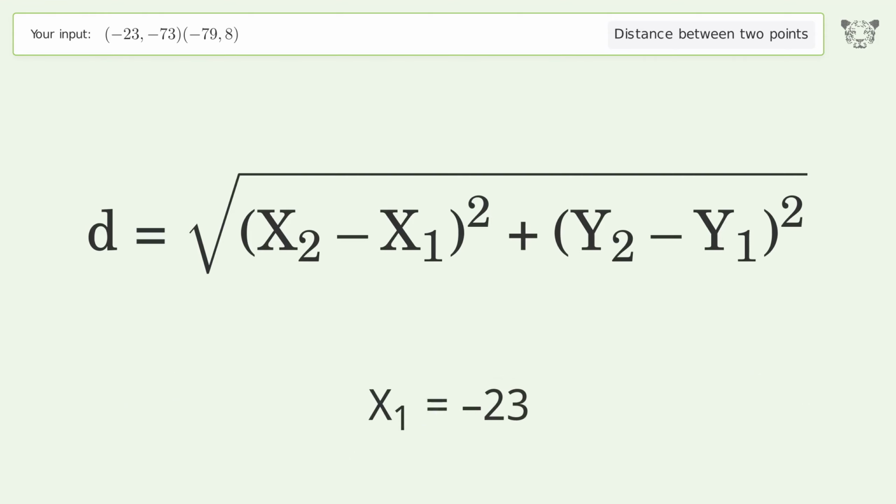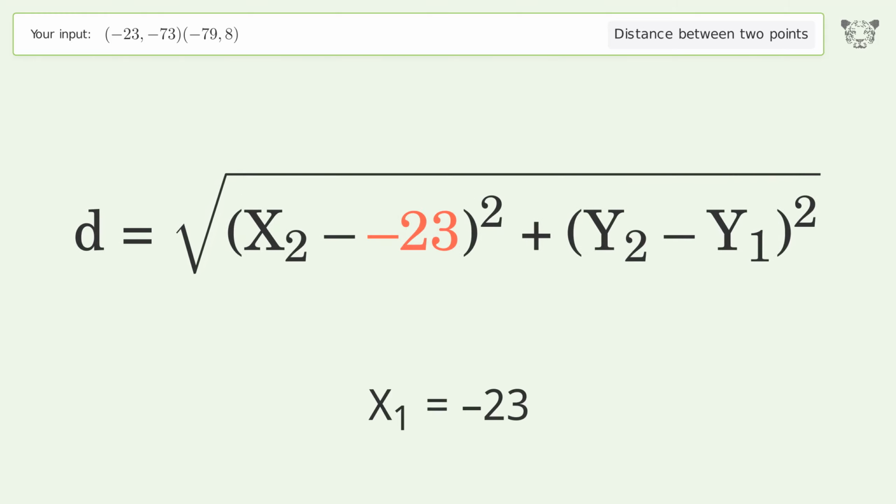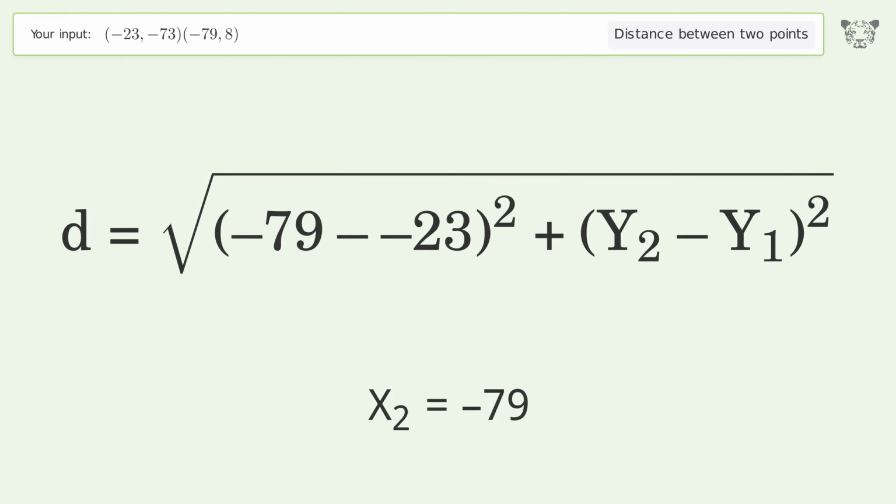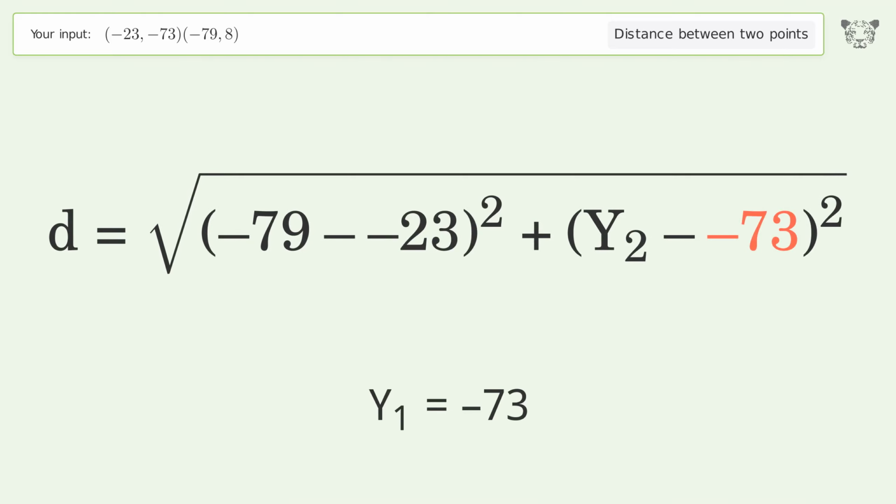x1 equals -23. x2 equals -79. y1 equals -73. y2 equals 8.